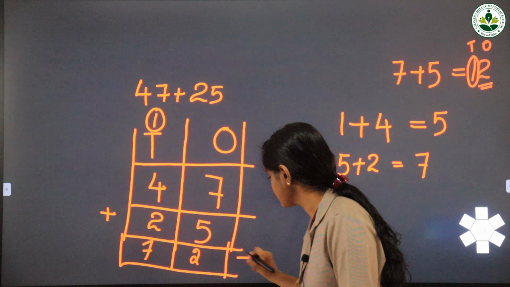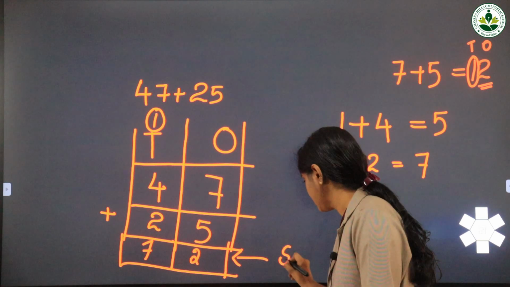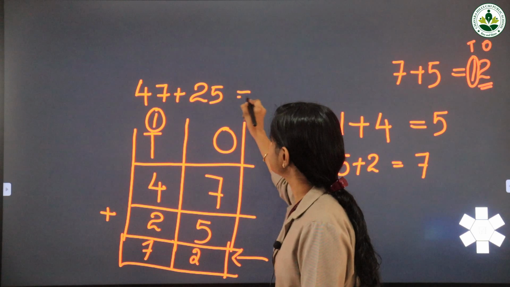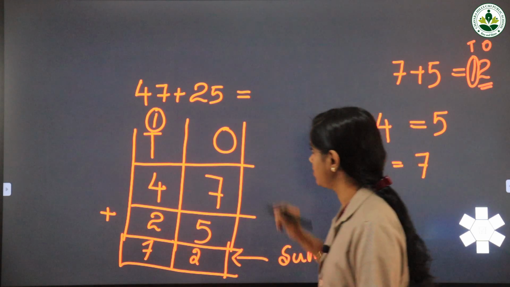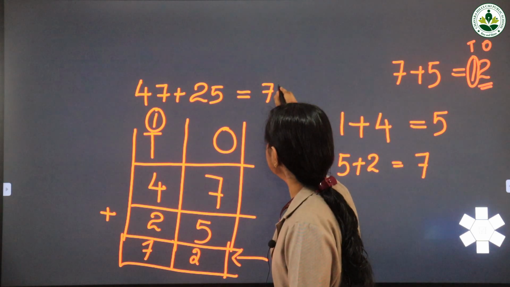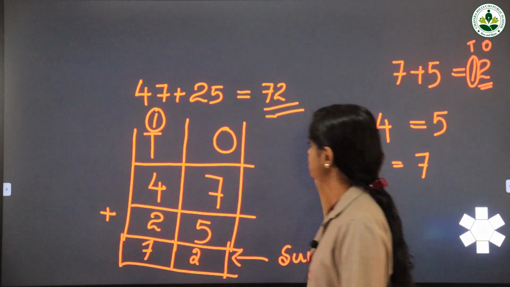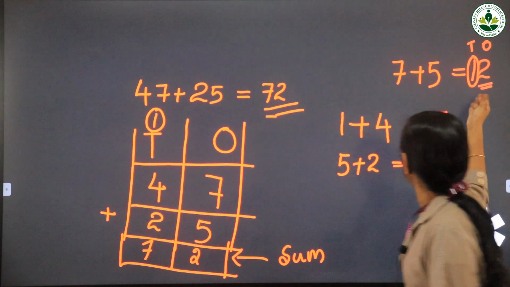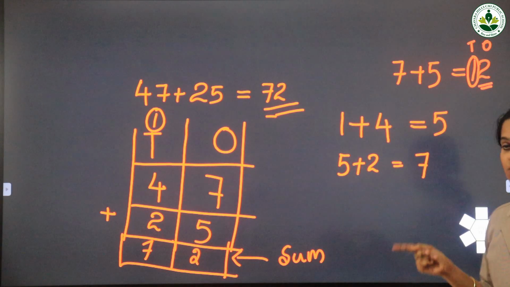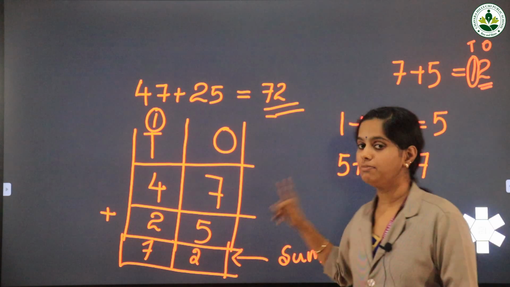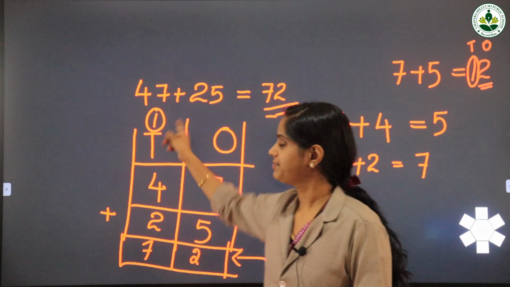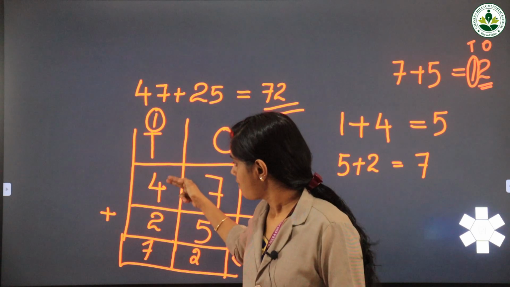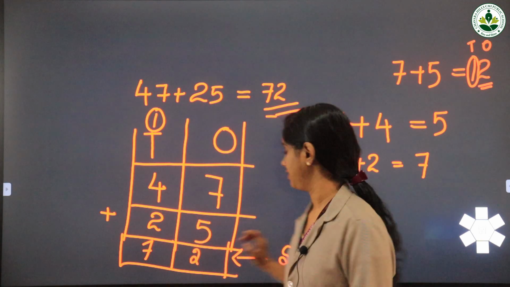72 is the sum. 47 plus 25 is equal to 72. We start addition from the ones column and regroup 12 as 10 plus 2. We only write 2 in the ones column and this 1 will go to the tens column, and then add 1 plus 4, 5. 5 plus 2, 7. Okay.